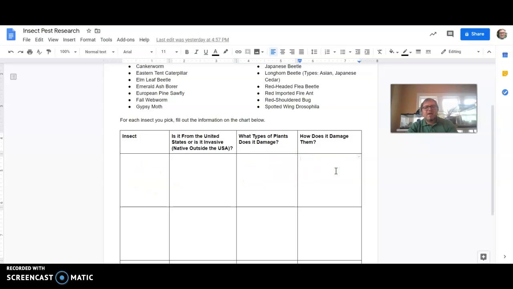And then the last part, how does it damage them? Is it mostly consuming it? Does it make it prone to infection? Does it ruin the structural stability of it? If it's a woody structure, is it eating in through the structure and making it less stable so it's likely to fall over? Talk about how that insect is damaging to that. So again, that's the insect pest research one.